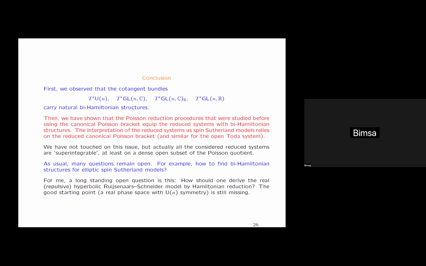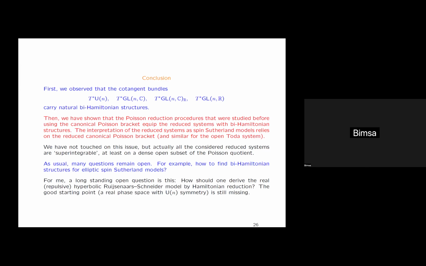recover known bi-Hamiltonian structures. Okay, I did not touch in this talk on the subject of degenerate integrability or superintegrability, but actually all these reduced systems are also superintegrable. Actually, they are superintegrable with respect to both Poisson structures, at least on the reduced Poisson manifold.